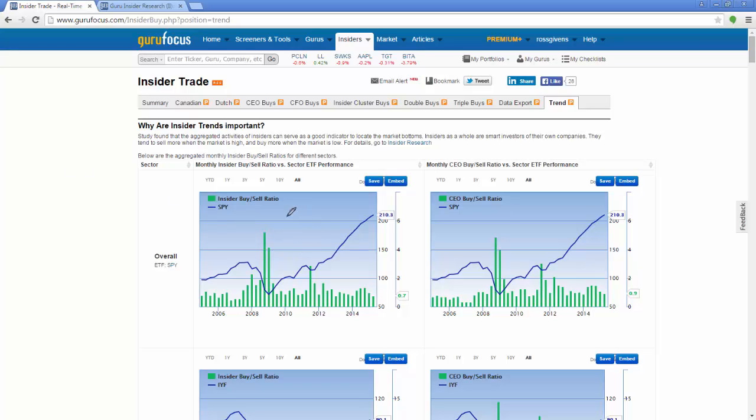The line in blue is obviously the price, just like a stock chart. The green vertical histogram here is the buy-sell ratio. And you see the numbers here, 6, 4, 2, 0. Right now we're at 0.7. Anything above 1 means there's more buying than selling. Anything below 1 means there's more selling than buying. And we're quickly seeing here, look at the best time you could have ever bought this market in the last 50 years. Look at how high this buy-sell ratio was, okay?